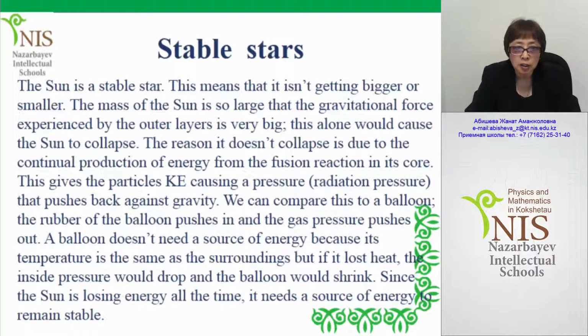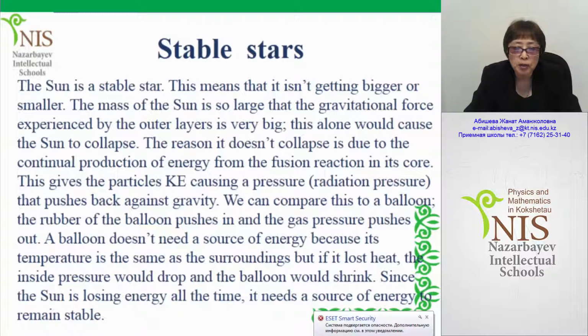The Sun is a stable star. This means that it isn't getting bigger or smaller. The mass of the Sun is so large that the gravitational force experienced by the outer layers is very big. This alone would cause the Sun to collapse. The reason it doesn't collapse is due to the continual production of energy from the fusion reaction in its core. This gives the particles kinetic energy, causing a pressure, radiation pressure, that pushes back against gravity.